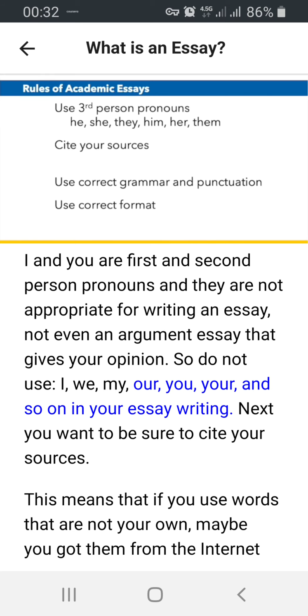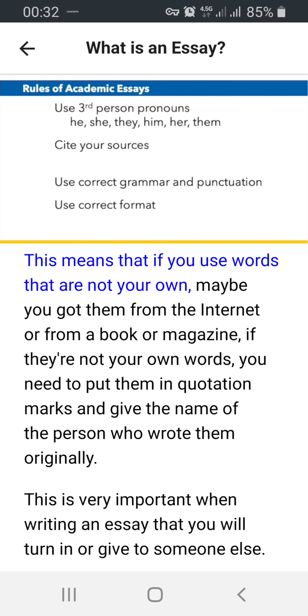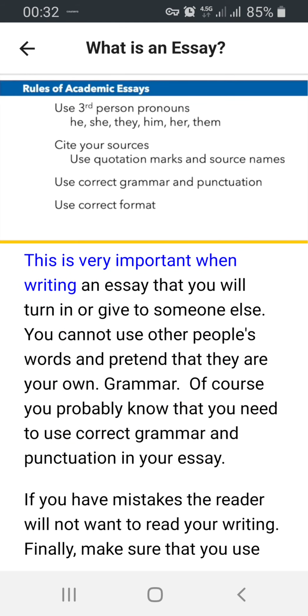Next, you want to be sure to cite your sources. This means that if you use words that are not your own, maybe you got them from the internet or from a book or magazine, you need to put them in quotation marks and give the name of the person who wrote them originally. This is very important when writing an essay that you will turn in or give to someone else. You cannot use other people's words and pretend that they are your own.